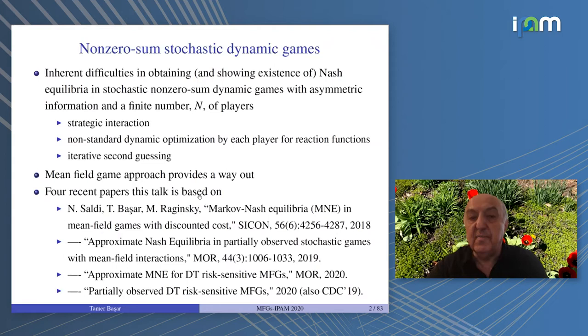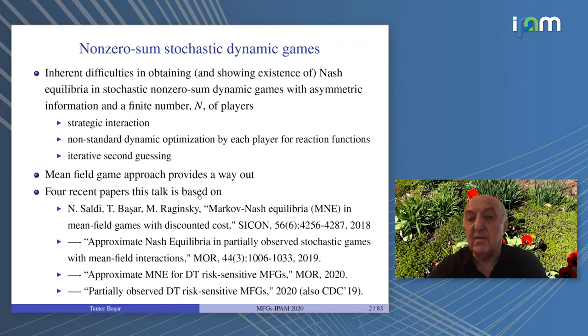One is that there is strategic interaction between the players. So during the play of the game, in order to act optimally with respect to what the other players have done, a player, in minimizing his or her cost function, has to anticipate or guess what the other player's information has been. And this is what we call iterative second guessing.